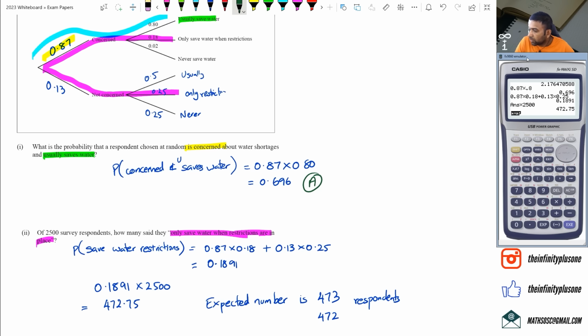So for a grade of Merit, correct probability is going to get you an Achieved, and the Merit has to be a whole number. So it could be 473 or 472, but you cannot leave it as 472.75 because that would be incorrect, because you want to have whole numbers here as your final answer.